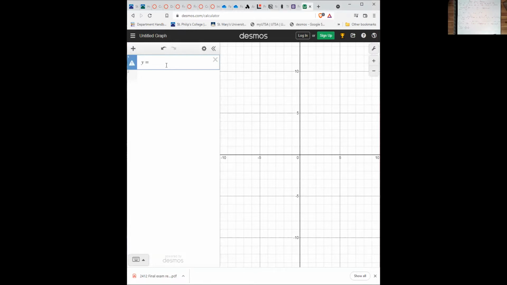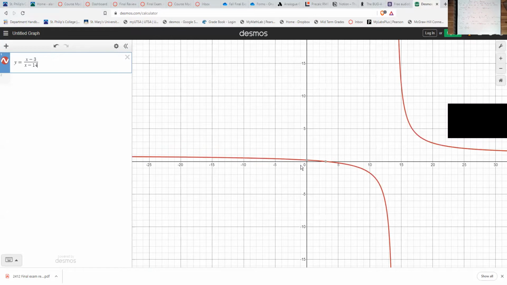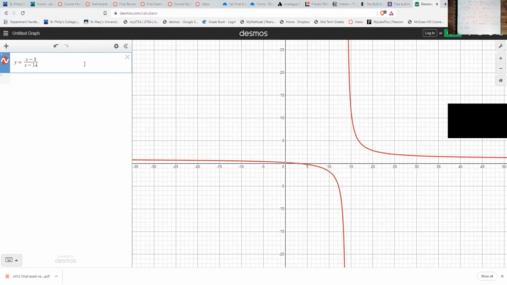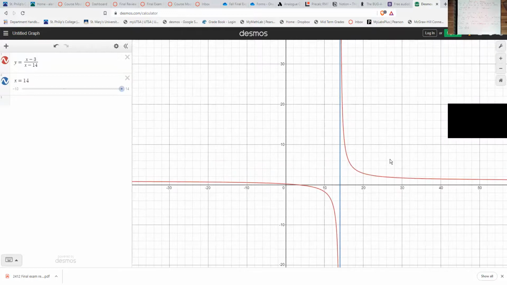So let's do x minus 3 on top, x minus 14, see what's going on. So where's 14 at from the right side? If you can't see it, you can always say x equals 14 and make a little dividing line, right? So as we come from the right to the blue line, which is 14, we shoot off into infinity, right?